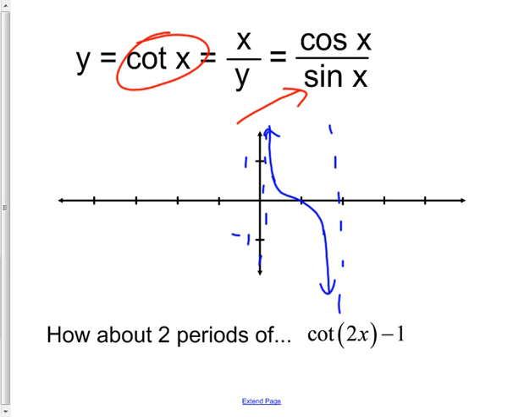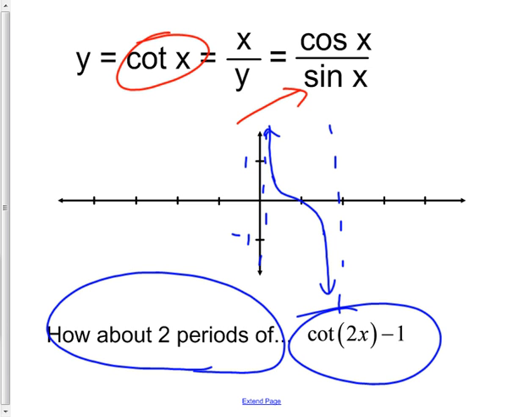And now if you actually had to do this problem right here, 2 periods of that, why don't you try to figure out what it would look like? Give it a shot. Keep yourself with me. You only have about 7 more minutes. And they're all pertinent test type things you need to know.